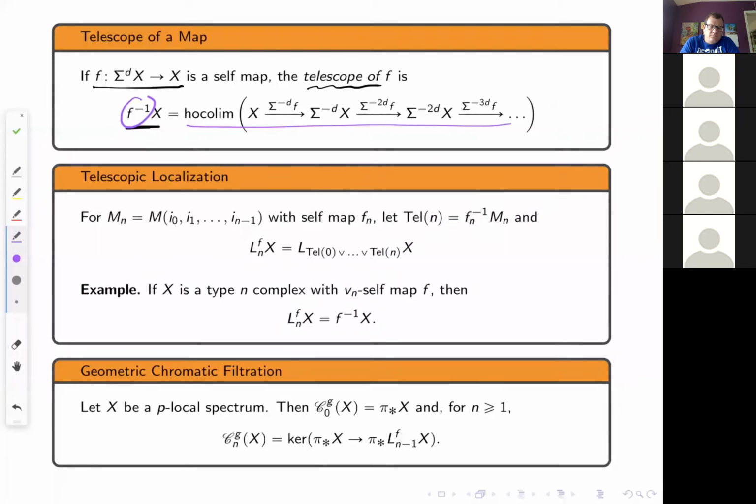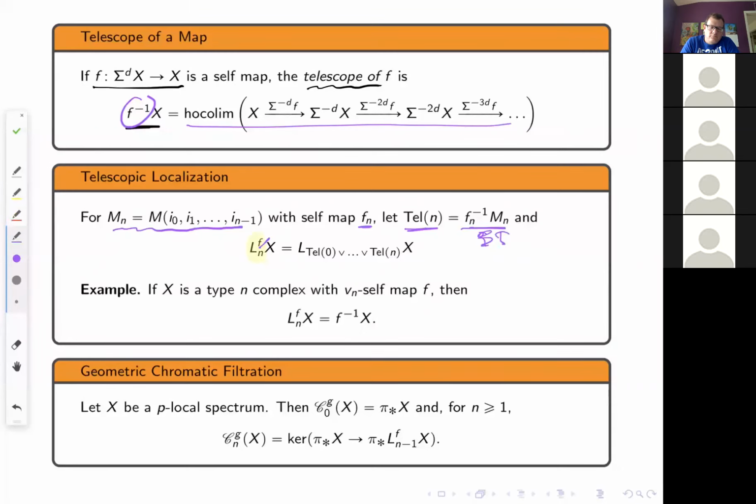Okay, so now let's pick one of these M_n. It doesn't matter which one, and we have a self-map f_n. I'm going to call Tel_n just the telescope of one of these type n spectra for that periodic map. We've defined L_n, but we haven't defined L_n^f here. The superscript is the important part: it stands for finite. These are finite spectra, the M_n are finite spectra.